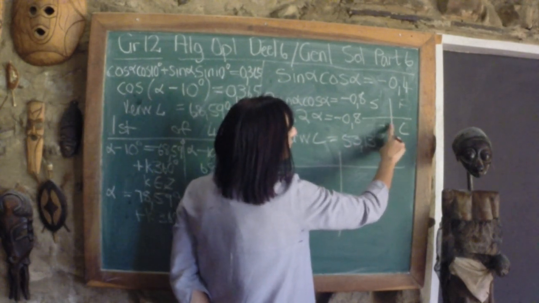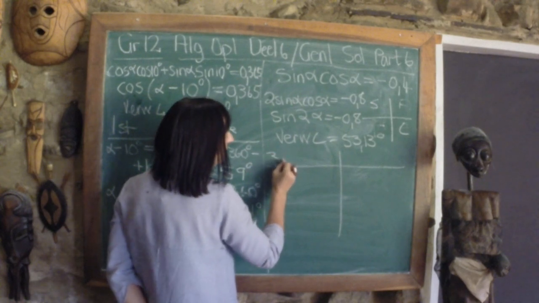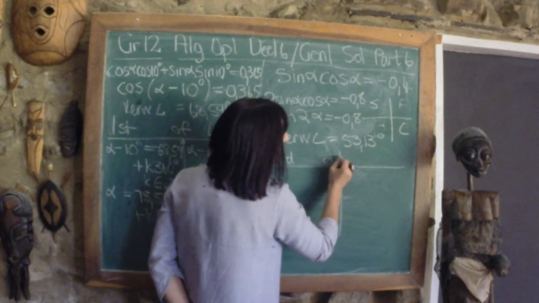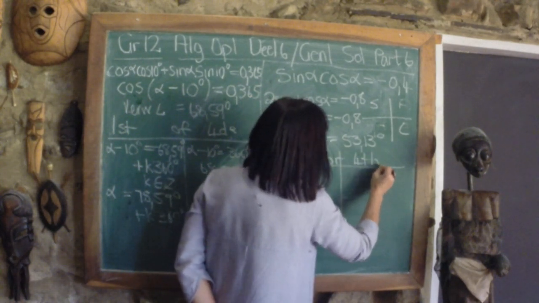So the sine will be negative in the third or the fourth quadrants.